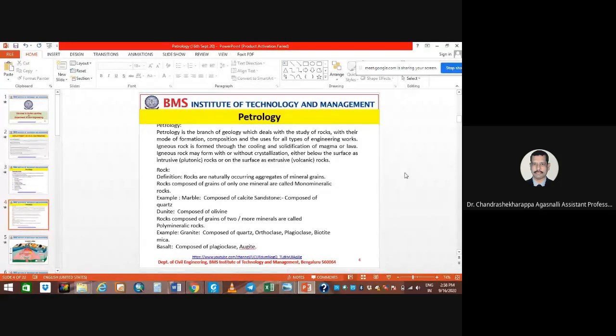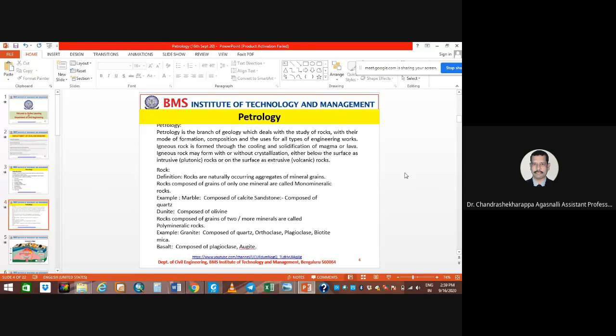Right. So definitions: naturally occurring aggregates of minerals. If the grains are composed of only one mineral, we call it monomineralic. The best examples are marble composed of calcite, sandstone composed of quartz, and dunite rock composed of olivine mineral. Rocks composed of two or more minerals are called polymineralic rocks. The best example is granite.